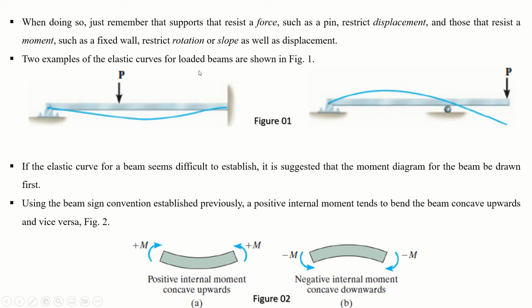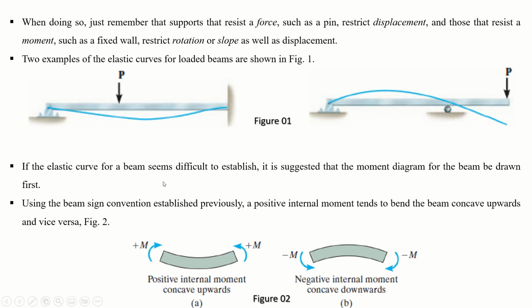So two examples of the elastic curve for a loaded beam are shown in figure 1. This is your figure 1. I have explained this one, and this is an example of the overhanging beam, where this one is the pin support or the hinge support and this one is the roller support. The load is applied at the free end and you can see the deformed shape of this beam.